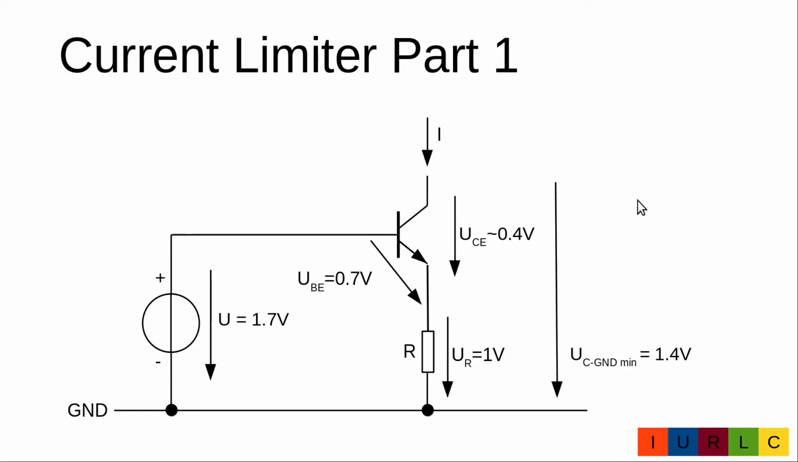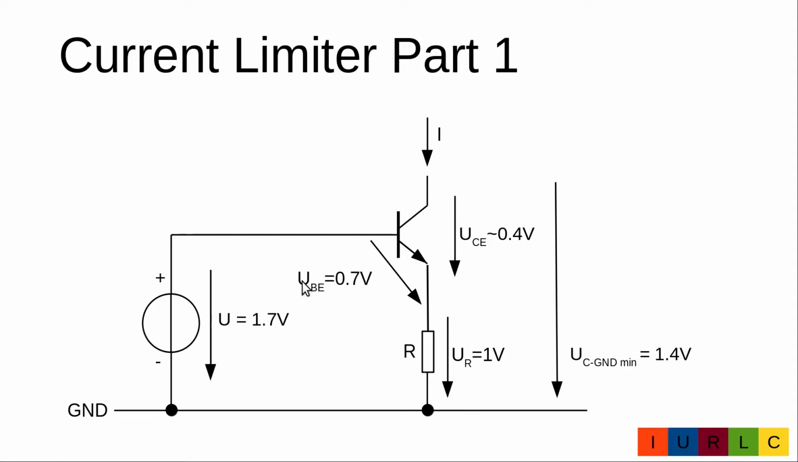For current limiters with small transistors, we can use the following assumptions. The base emitter voltage is about 0.7 volt. The minimum collector emitter voltage is about 0.4 volts in the normal operating range. And the voltage for the current sense resistor should be selected in a range of 0.5 to 1 volt. In our example, we will use later 1 volt.